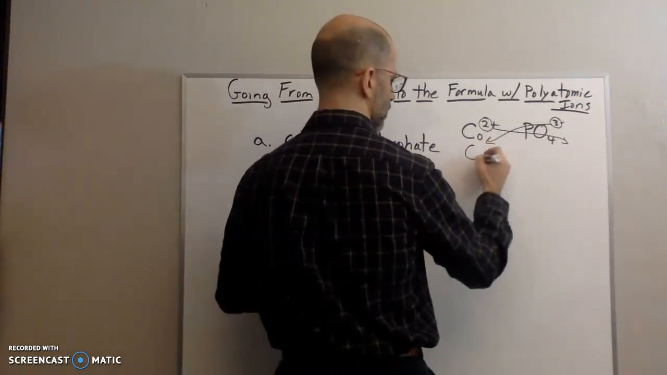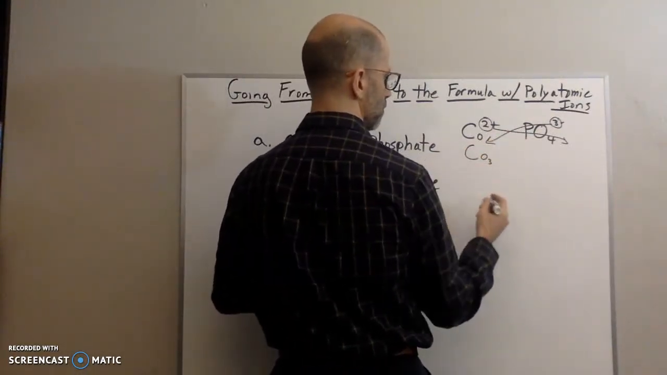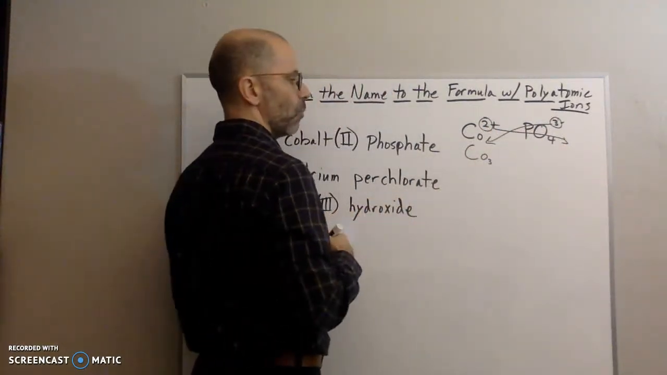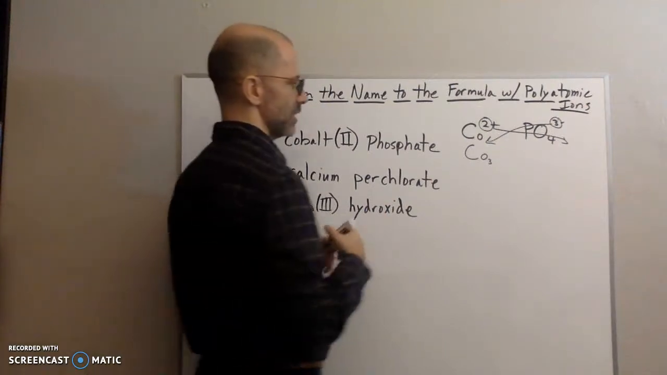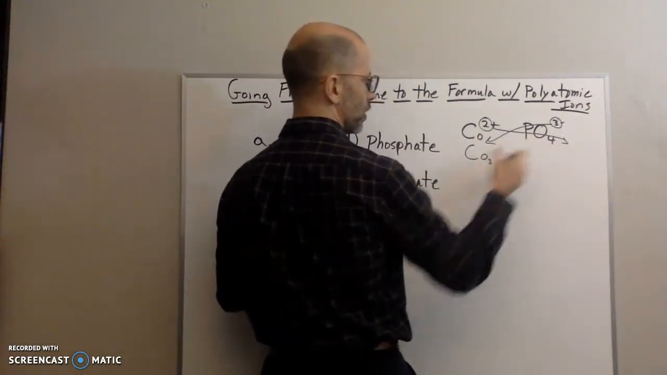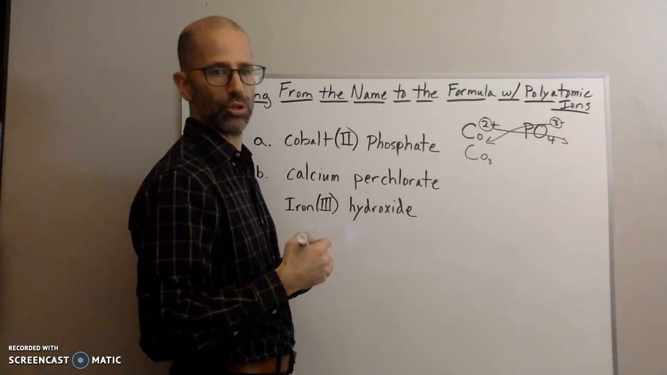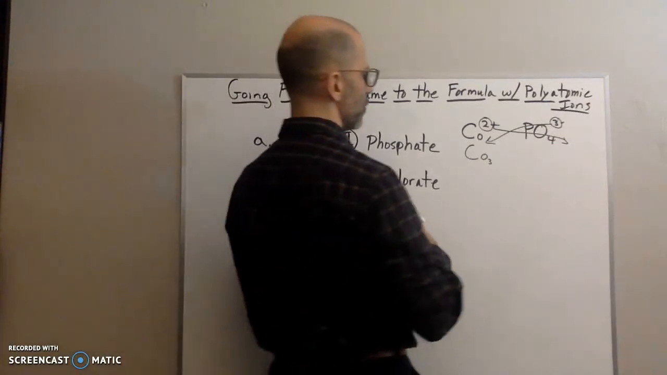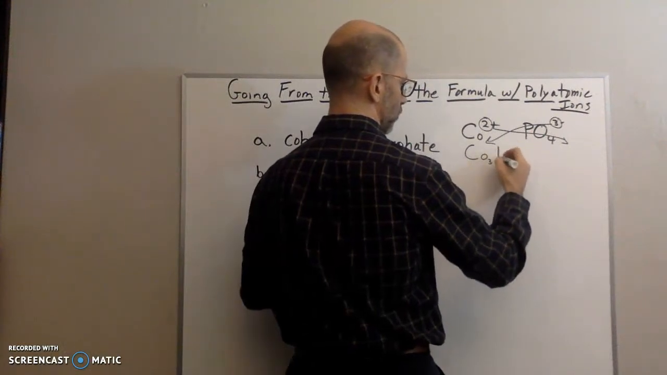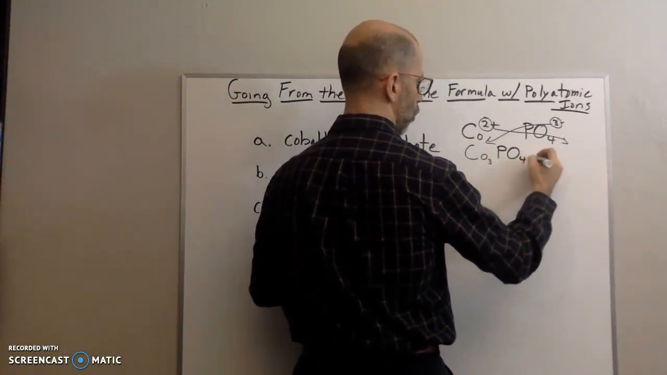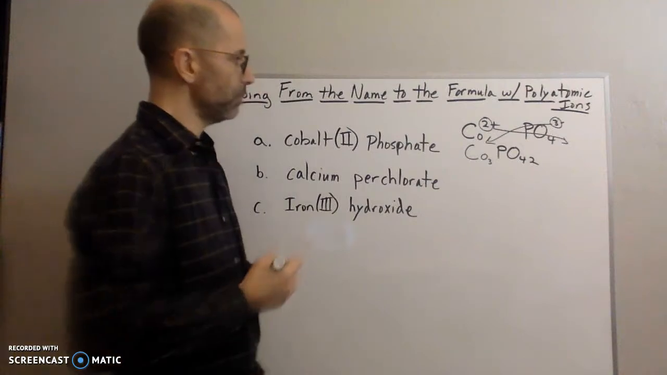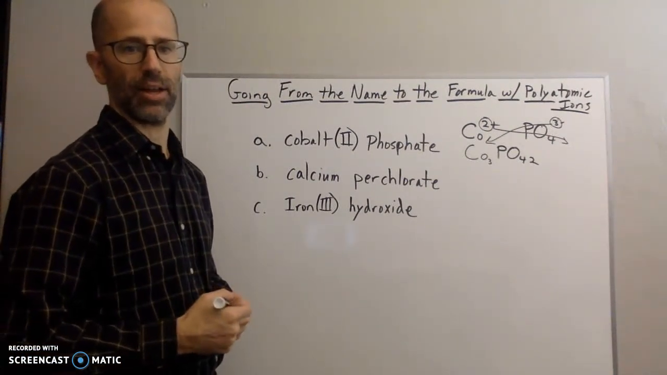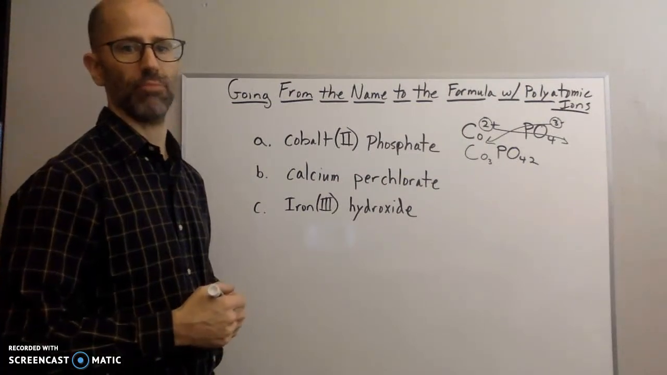And so I get Co3, and then I'm going to have 2 phosphates. So what you need to be aware of is, if you have more than one polyatomic ion, you're going to have to use your parentheses. If I don't use parentheses, it's going to look like this: PO4 2. And that looks like I have 42 oxygens in this polyatomic ion, and that's not right.